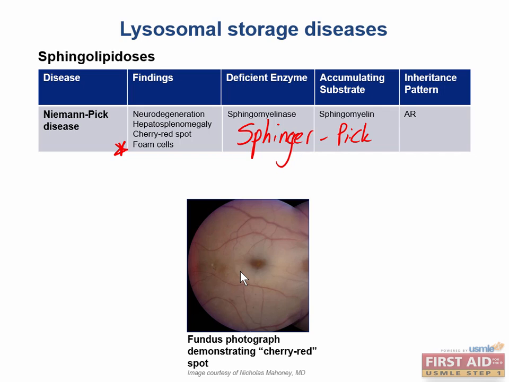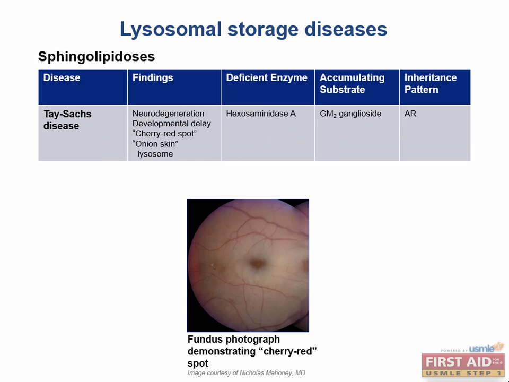An excellent way to remember which diseases have cherry red spots is by looking at a hyphen in the name. Cherry-red is going to be hyphenated, and so is Niemann-Pick and Tay-Sachs disease, both of which have hyphens in the name as well. So Tay-Sachs disease can present with cherry red spots as well, like I just said.